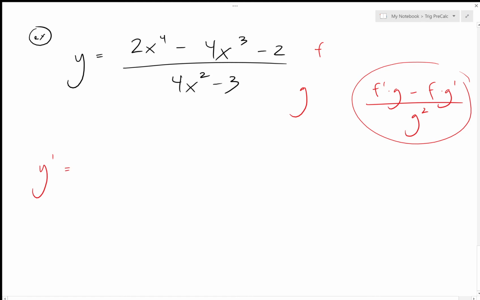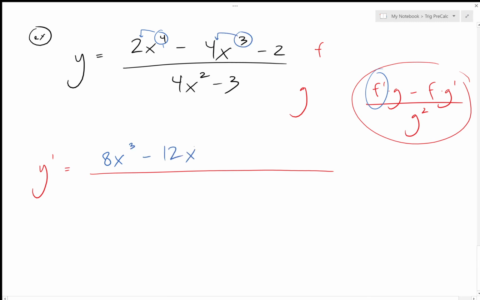So y prime equals, going to need lots of room here, piece by piece. So let's do f prime first, so the derivative of f, so the derivative of the top. That gets multiplied. So 8x, this comes down by 1, cubed, minus, that multiplies, 12x squared, 2 disappears. Alright, that's my first piece, that's f prime. I need to multiply it to g, so 4x squared minus 3, and I'm going to need a lot more room, minus, let's do the other part now.